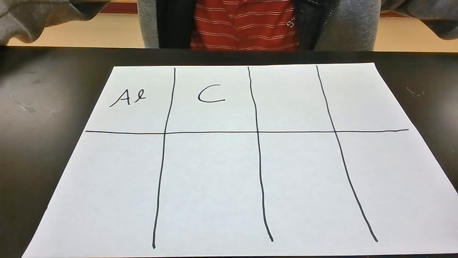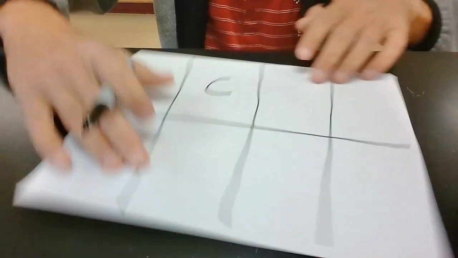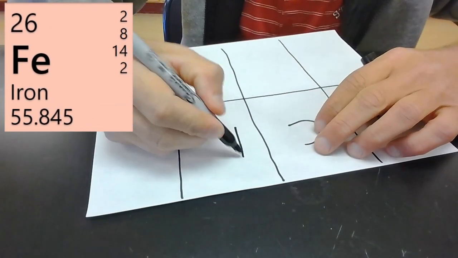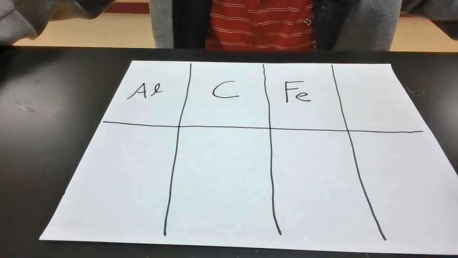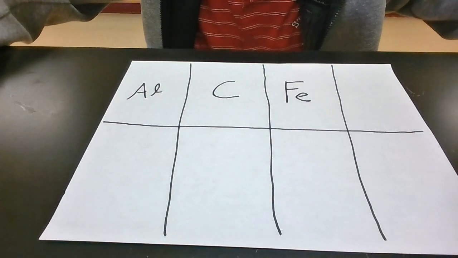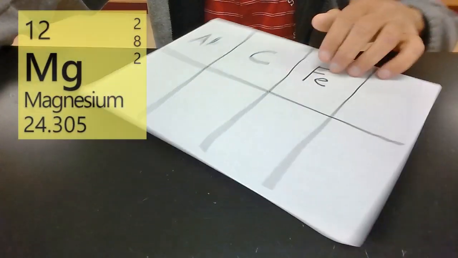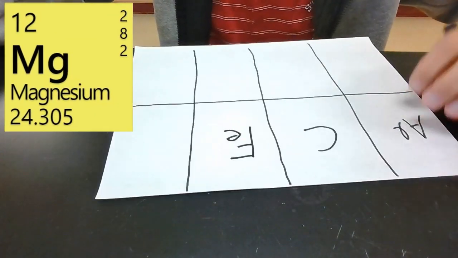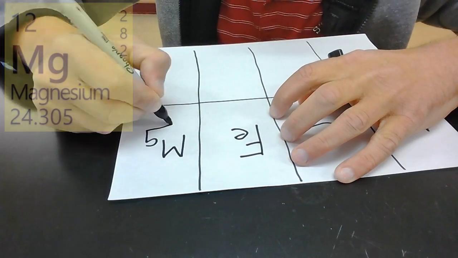Alright, the third one is iron. Iron, if we look, is Fe for iron. Okay, the next one we've got is magnesium. Magnesium, so Mg.